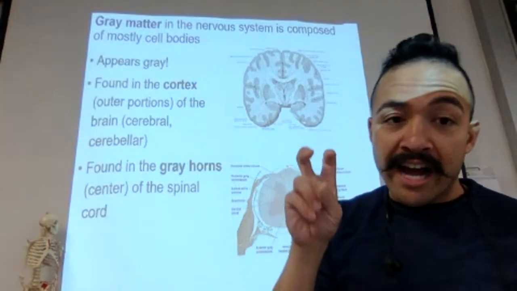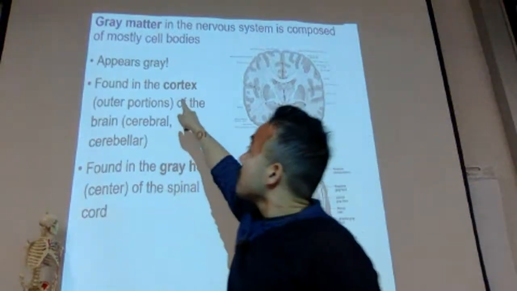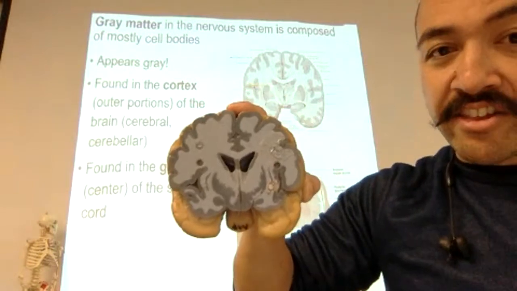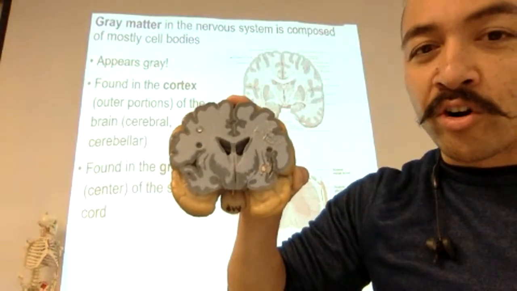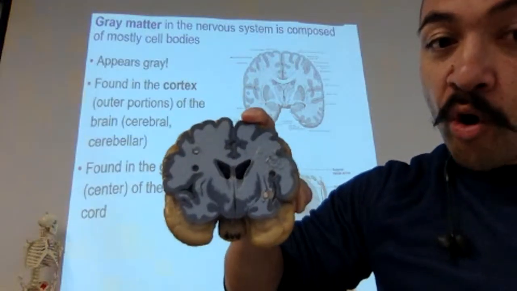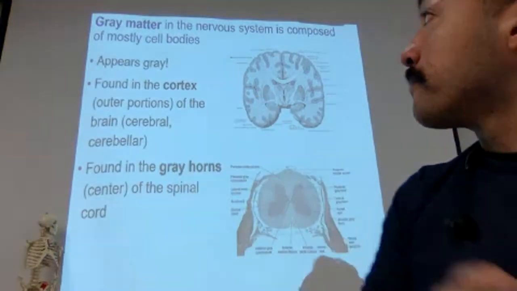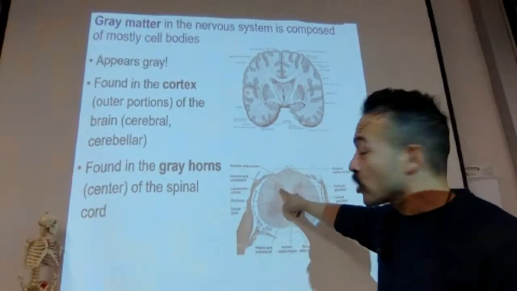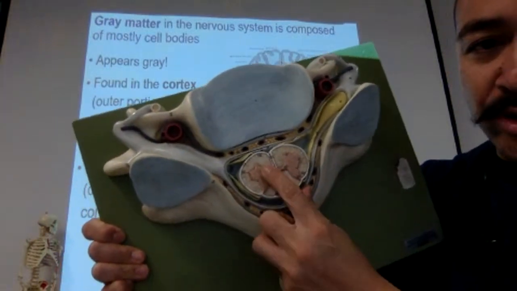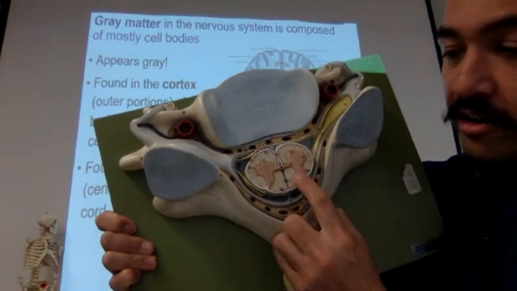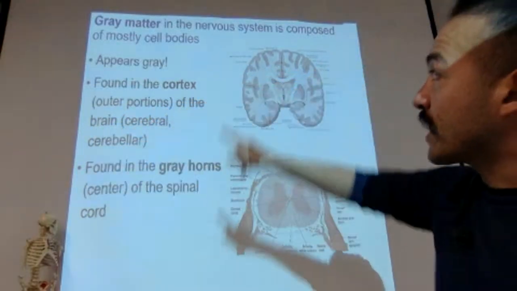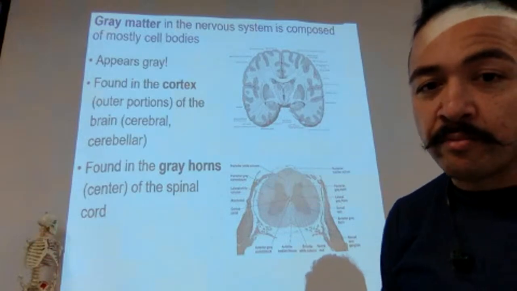The term for the outside of an organ is cortex. So you find gray matter in the cortex. I know you might want to say core, but that's towards the middle. Cortex is towards the outside. And the cortex of the brain is where you find gray matter. The term for these butterfly-shaped things in the spinal cord where you find gray matter is horns. So you find gray matter in the horns of the spinal cord. You find gray matter in the cortex of the brain.